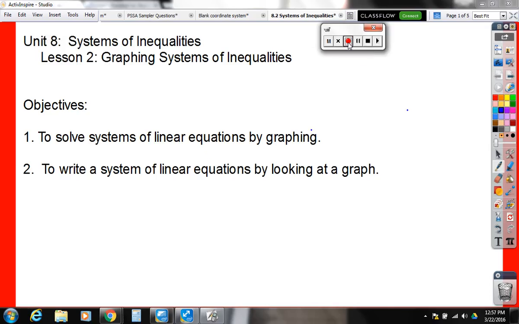Okay, so today we're going to be graphing systems of inequalities. This should actually say inequalities and not equations, if you want to make that change on there. We're going to solve systems of inequalities by graphing, and then we're going to write systems of inequalities by looking at a graph. An equation has to have an equal sign, so that's why it shouldn't say equations, it should just say inequalities.